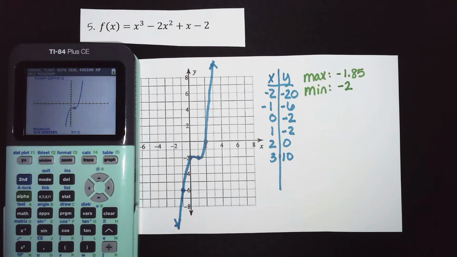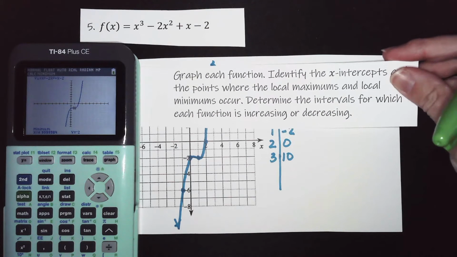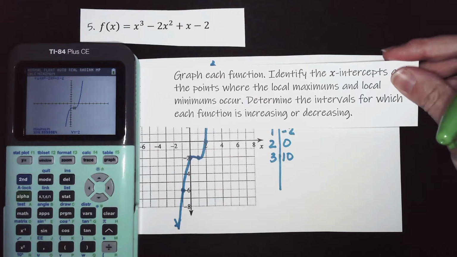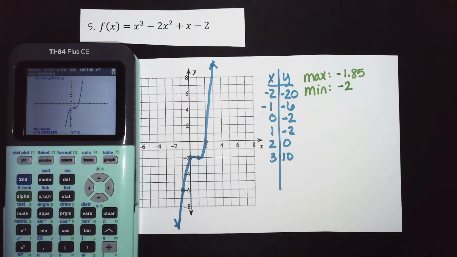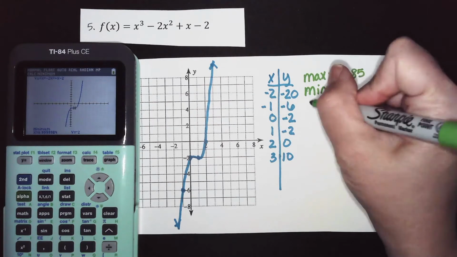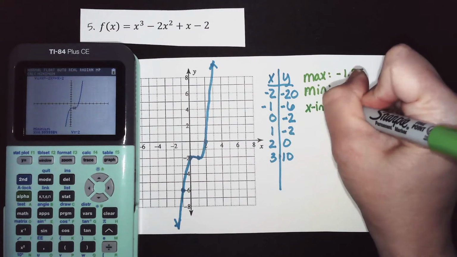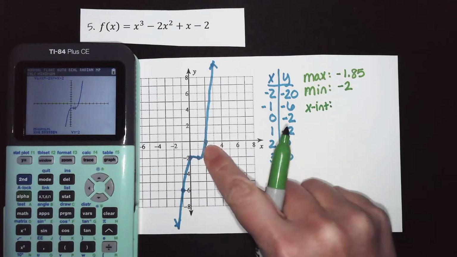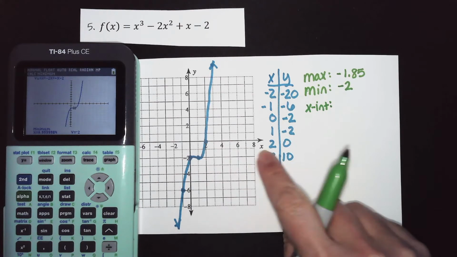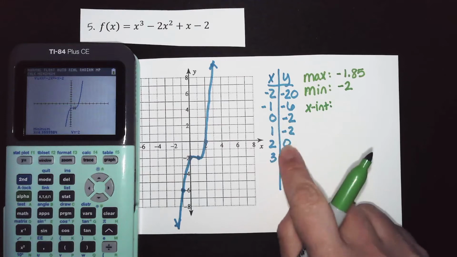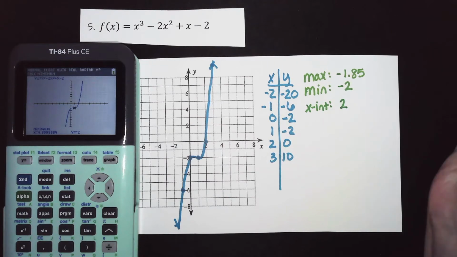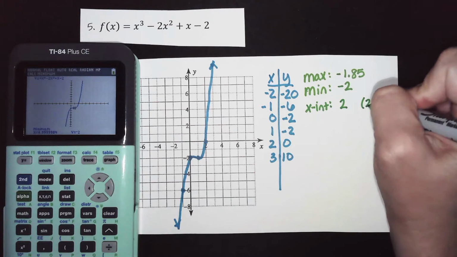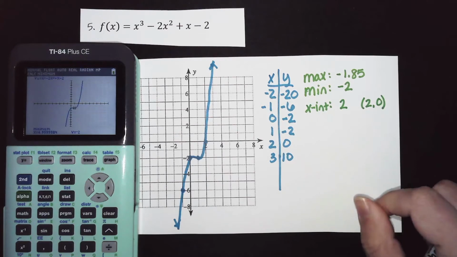So if we go back to our directions, it said graph the function. We just did that. We didn't identify the x-intercepts, but we did identify the max and mins. So let's go back and identify the x-intercepts. Looks to me like there is only one of them. And we already know when y is 0, x is 2. So you could say the x-intercept is at 2, or if it asks for a point, that would be (2, 0).